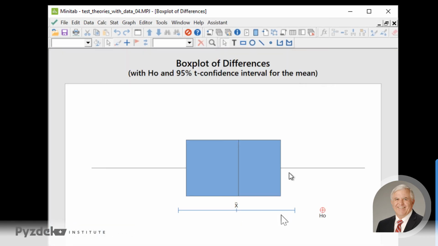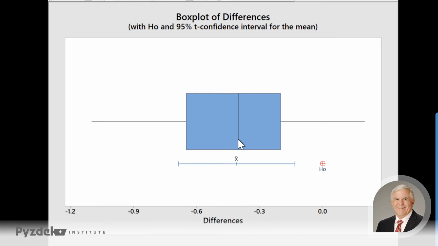There's my box plot. So the box plot shows the differences between the two different materials. So Minitab is actually analyzing not the readings themselves, but the difference between the two readings, one with material A and one with material B. My hypothesis out here is that there is no difference. So H naught is the null hypothesis. And you can see that the confidence interval for the mean difference does not include that value. So the probability is that these two materials do produce different results. And this shows that to us.